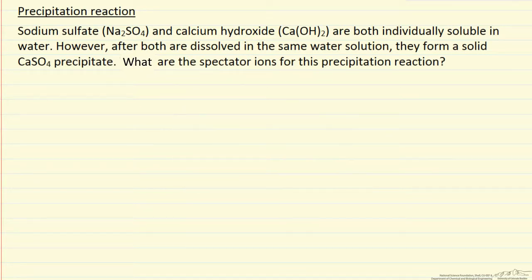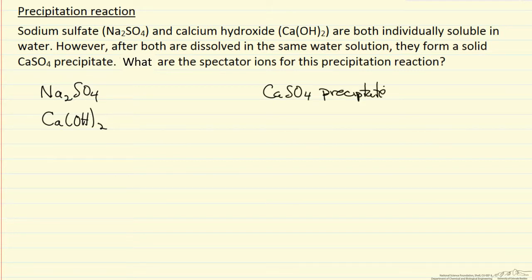So this is a problem I have not looked at before, so I'll try and demonstrate how I would go about solving this. And of course, the first thing always is to write down what I know. And that is, I'm adding sodium sulfate and calcium hydroxide to a solution, and I'm going to form this as the precipitate. So the question is, how do I form that as a precipitate?